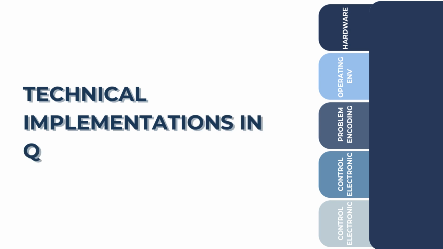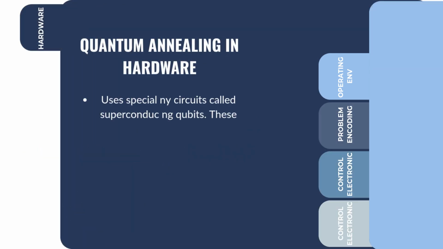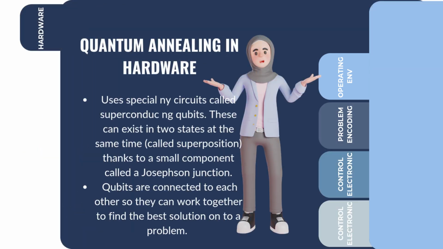Now, let's explore the technical foundation behind quantum annealing, a specialized approach to solving complex optimization problems using quantum mechanics. Quantum annealing uses special tiny circuits called superconducting qubits. These can exist in two states at the same time, called superposition, thanks to a small component called a Josephson junction. Qubits are connected to each other so they can work together to find the best solution to a problem.